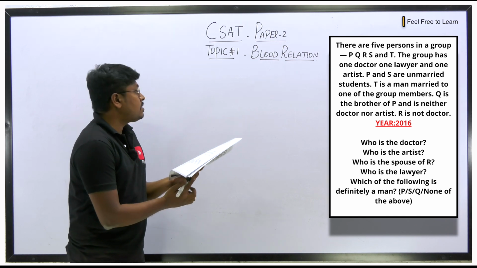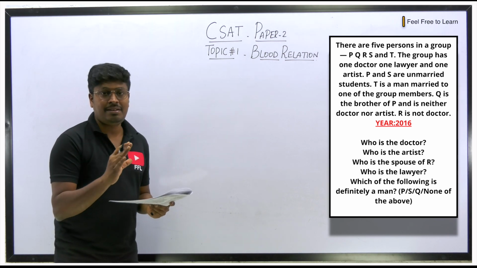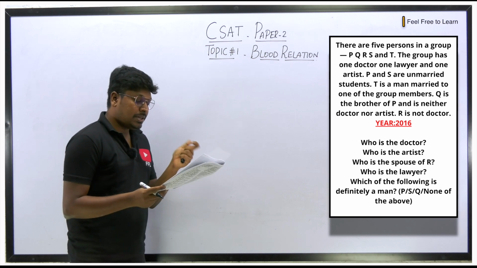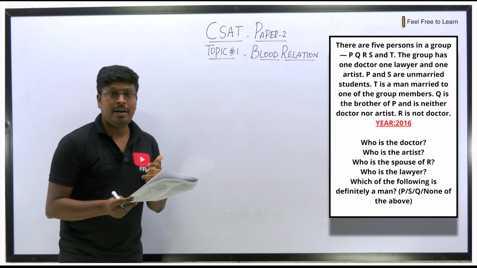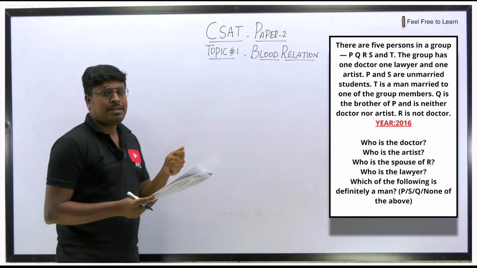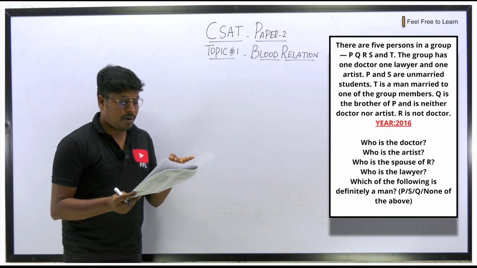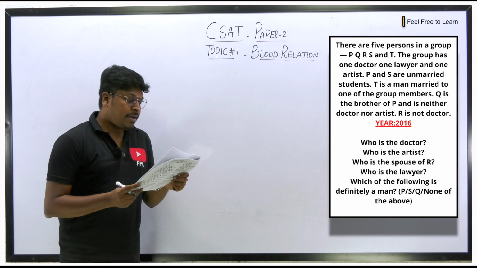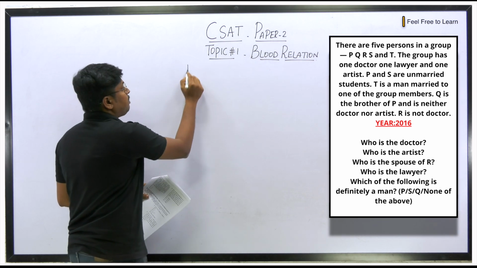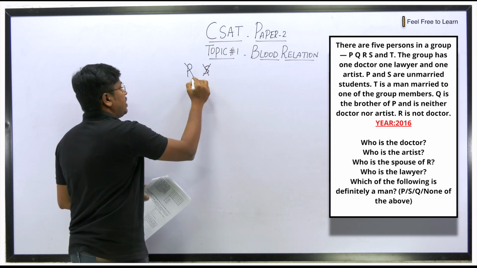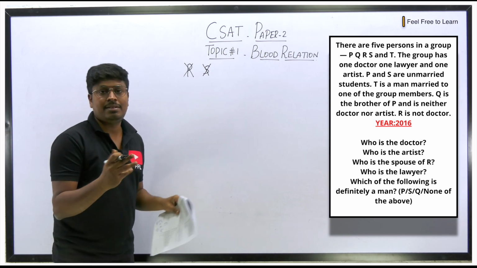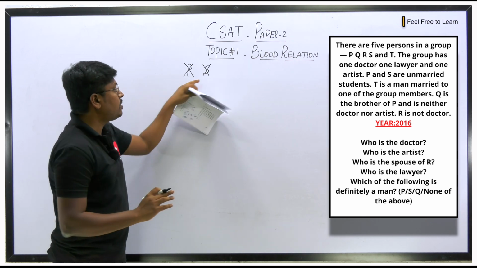So they have not asked only one question, totally they have asked 5 questions based upon this passage, right? So first, there are 5 persons in a group, P to T. The group has 1 doctor, 1 lawyer and 1 artist. So total out of 5, there are 3 persons which have a different profession, that is 1 lawyer, 1 doctor and 1 artist. So P and S are unmarried students. So just see here, out of 5 where P and S are students, if both the persons are students, then definitely we can say that they will not have professions like lawyer, doctor, etc. because both are students.